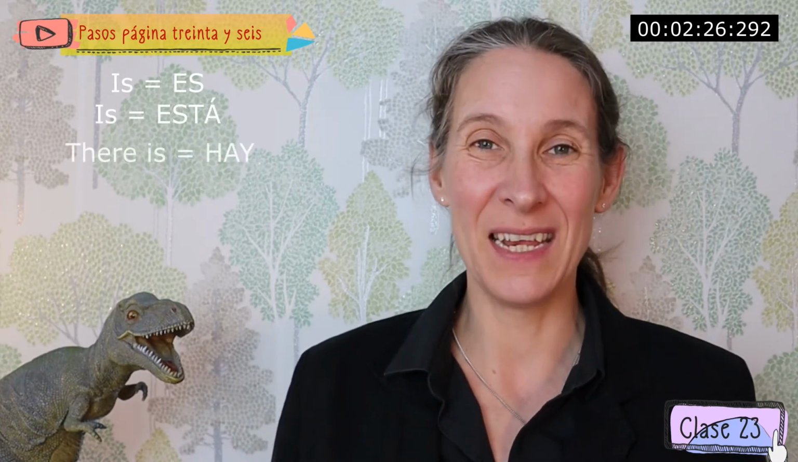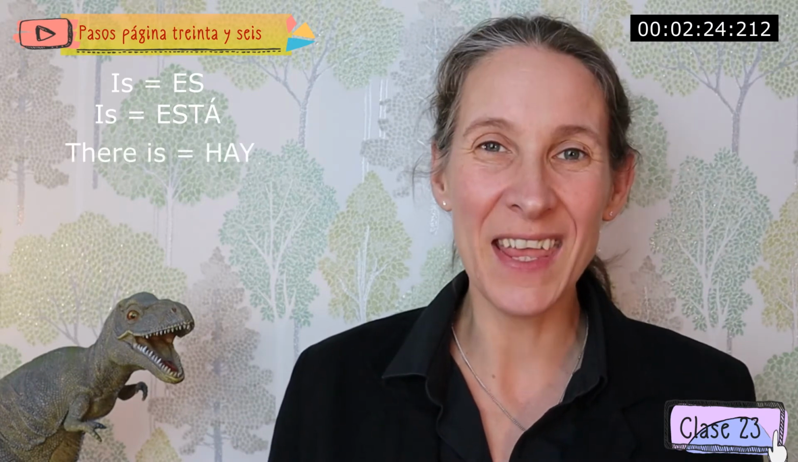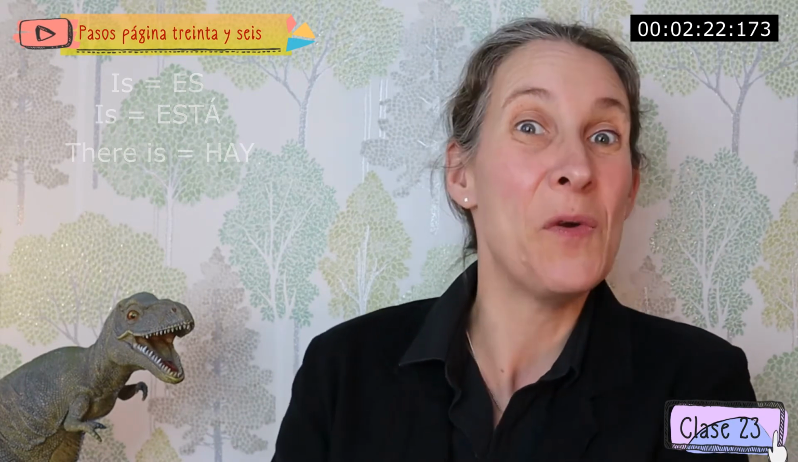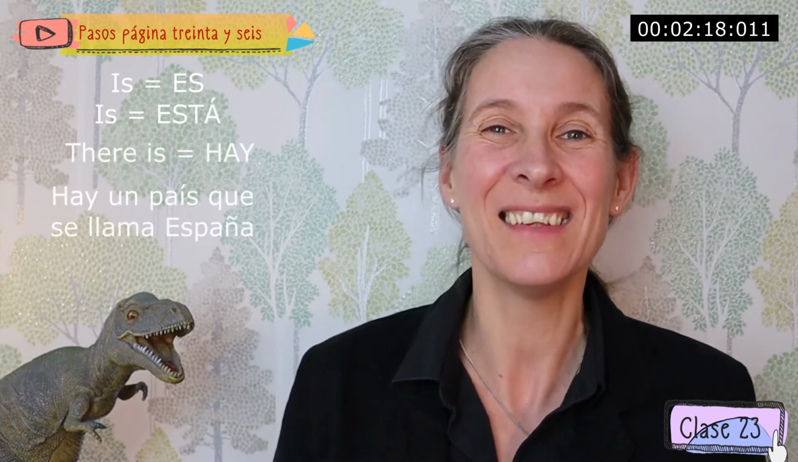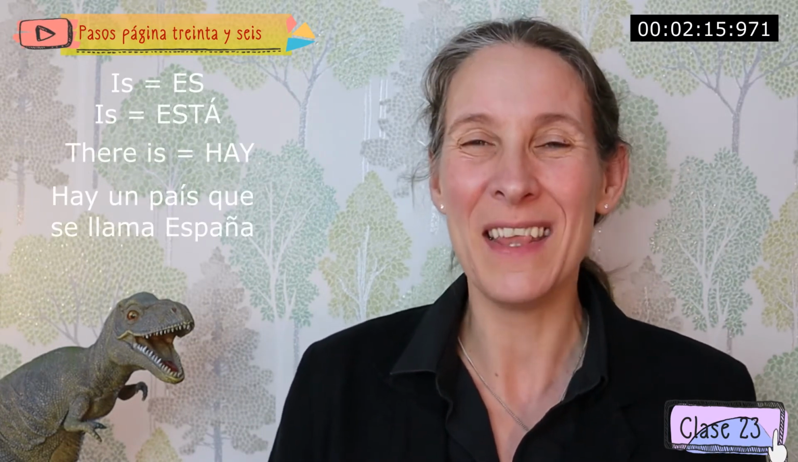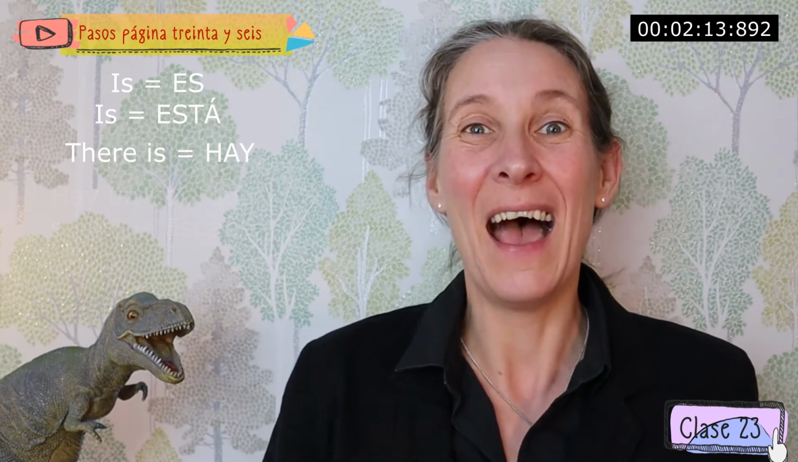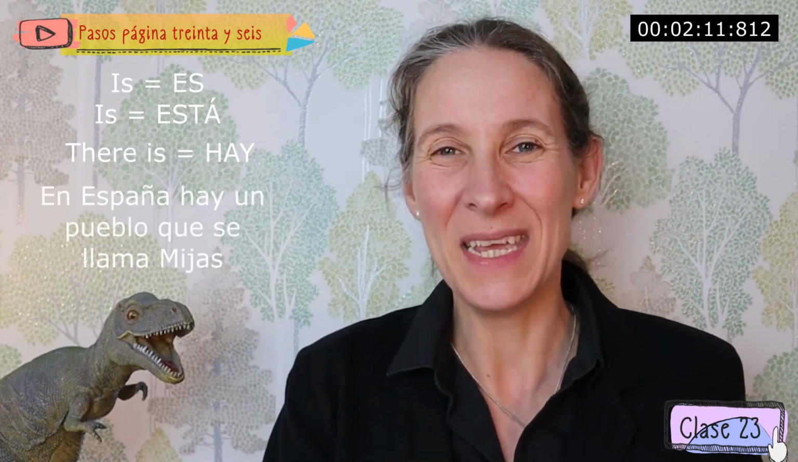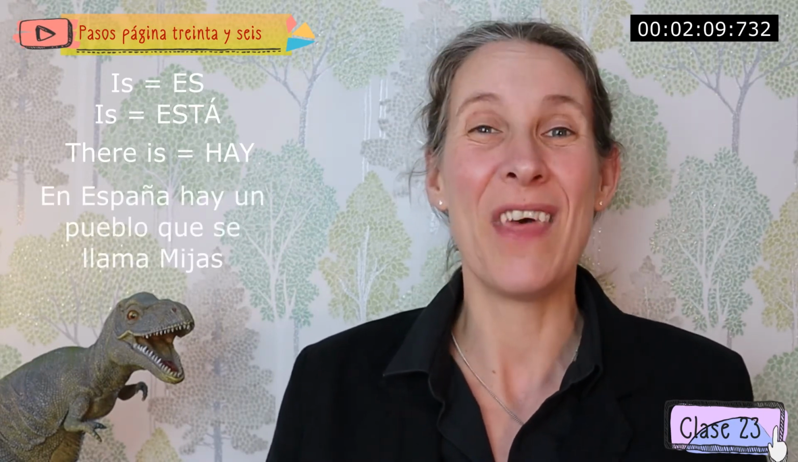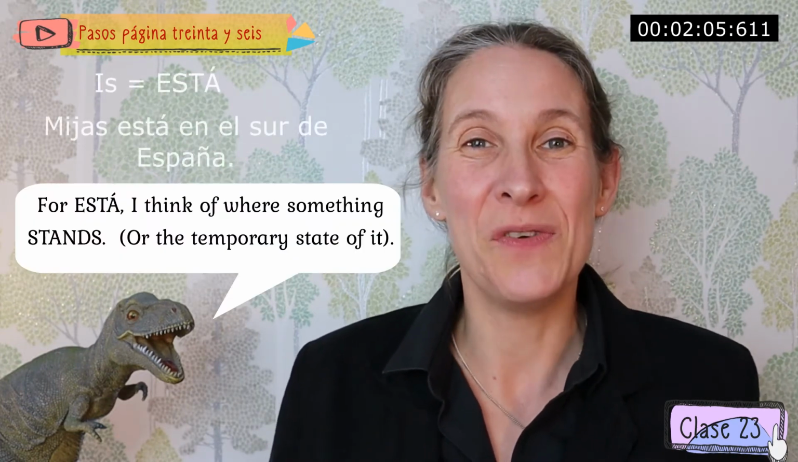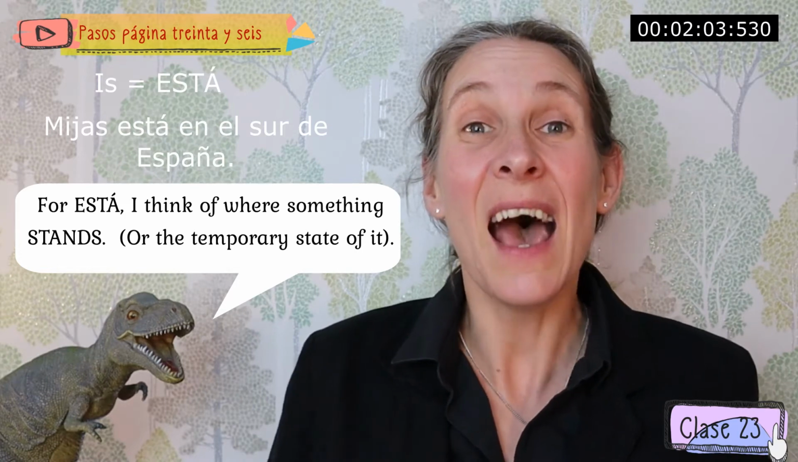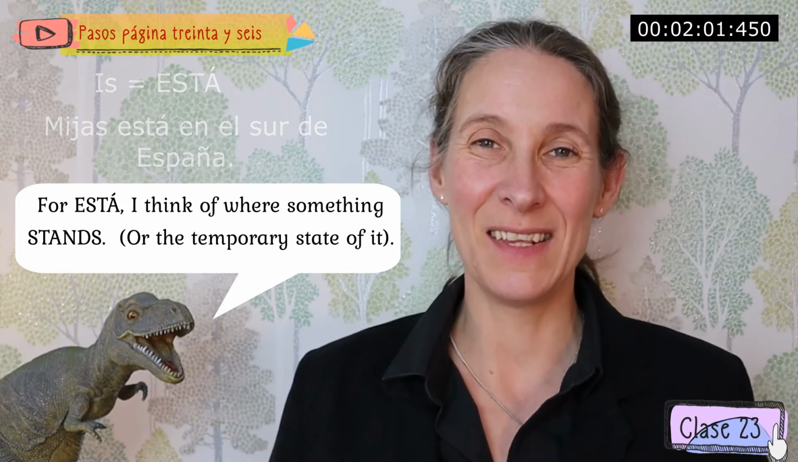So we have those words to translate is. Es for defining something. Hay for saying there is so many things in the world. Hay un país que se llama España. Y en España hay un pueblo que se llama Mijas. Okay, those ones were there is. And está for location of something.